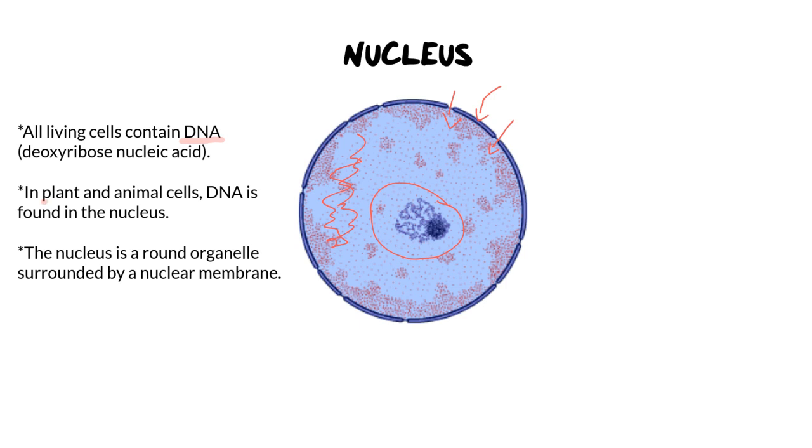Now, all cells, plant and animal, do have DNA, and it's in our nucleus. And as we said, the nucleus is a round organelle, and it's surrounded by a nuclear membrane.